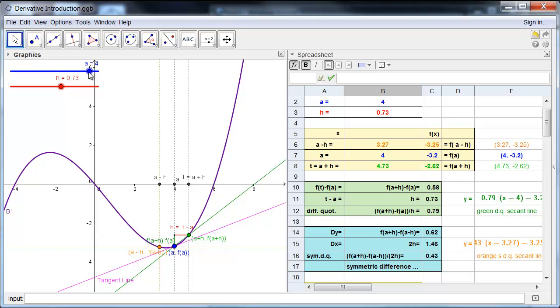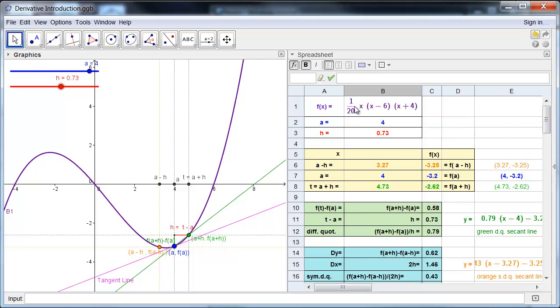Now we can, of course, change the value of a. We can change the function in this little applet by changing what's in cell B1. We can change the value of a by moving the slider, and of course we've moved the slider for h quite a bit.